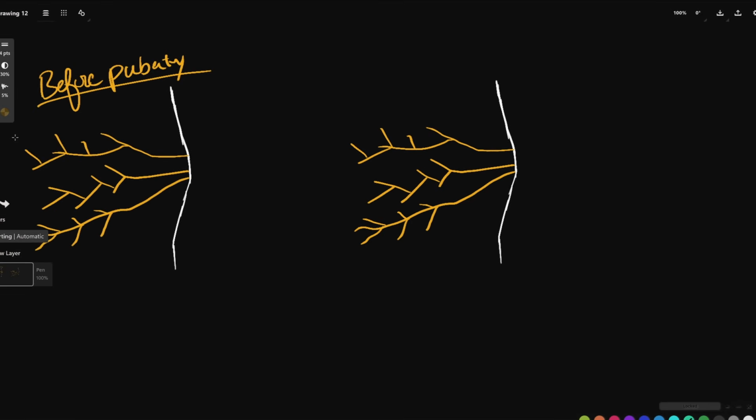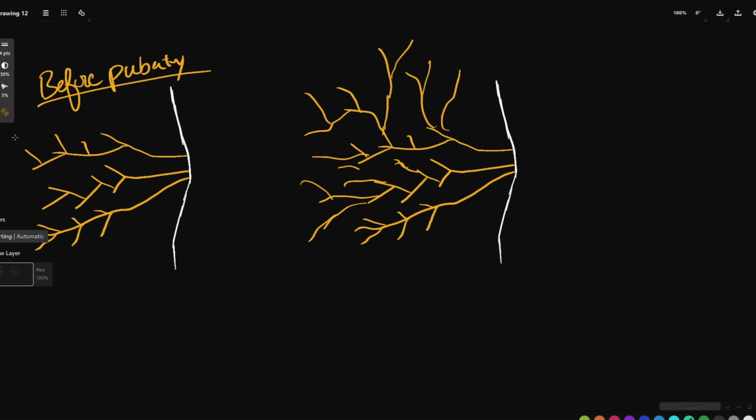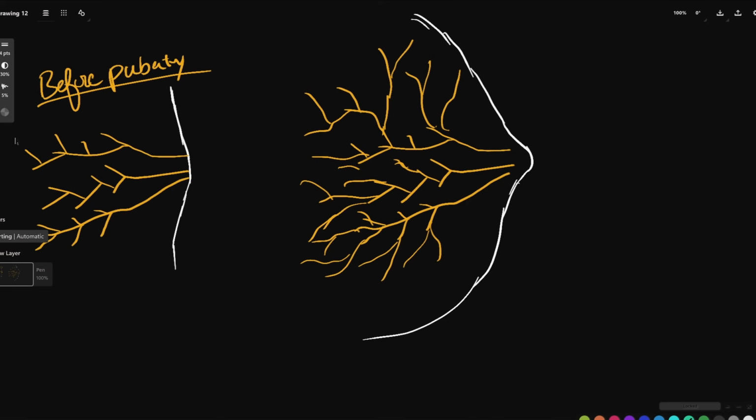In females, after puberty, under the influence of sex hormones, these glands will undergo more branching, like this, and this one will undergo more branches. I hope you got the concept. It's a very rough diagram, but it would be enough for your conceptual purposes. And of course, the size of the breast will increase. The nipple is there. And of course, don't forget that we have fat pads below it, fat tissue below it.